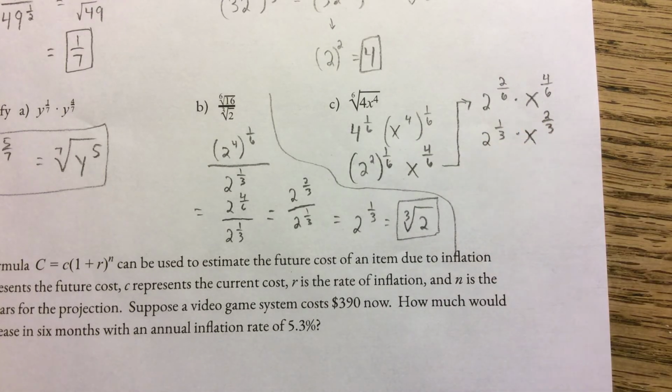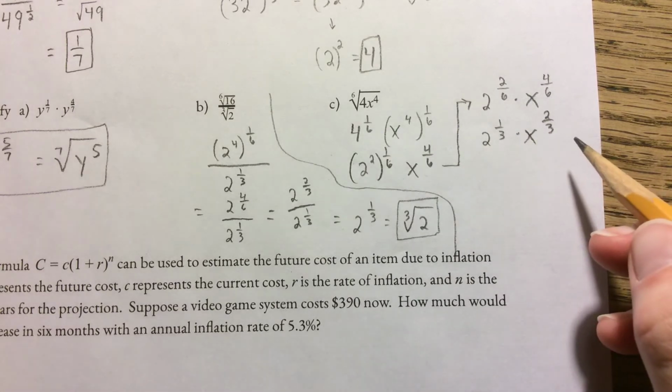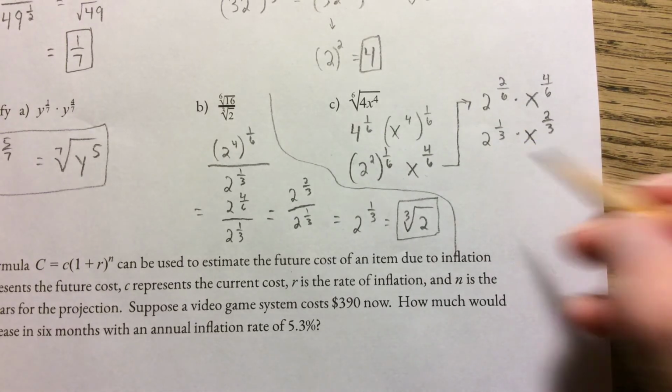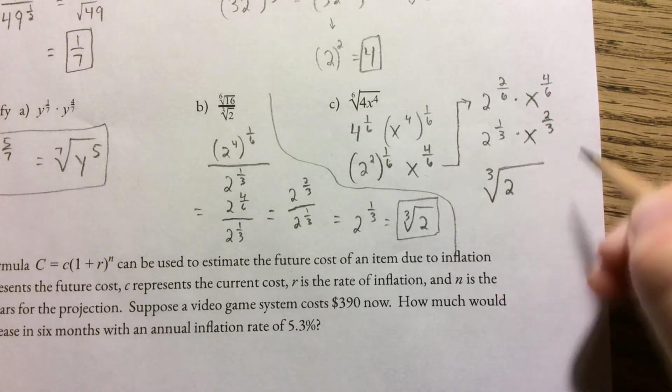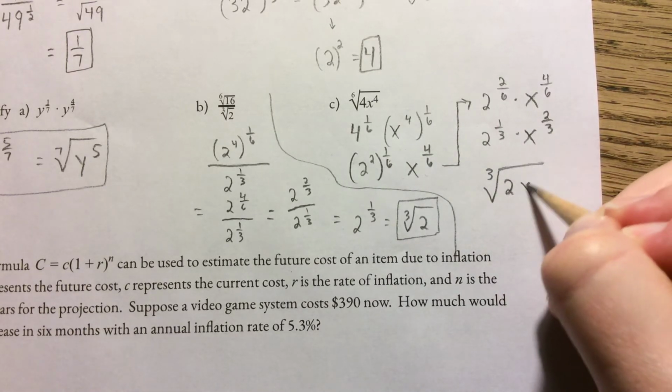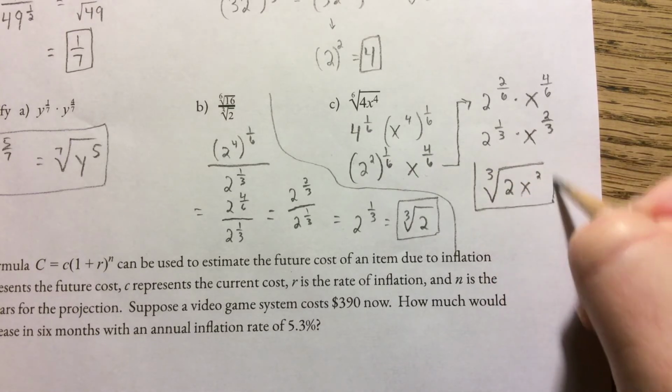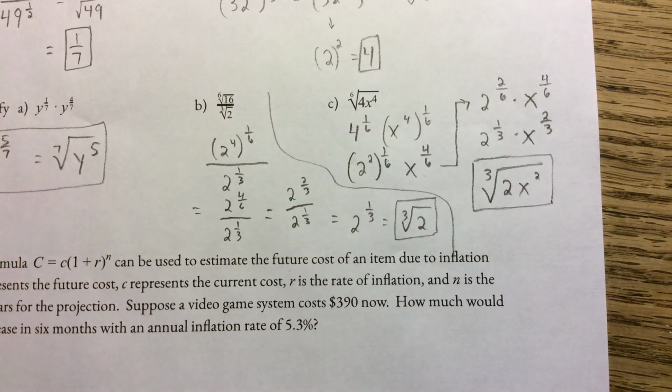So if I wanted to put this back into a root, I have the third on both of them, so that means it's a cubed root. And I have the 2, and then this has the x squared on it still. So these seem a little bit tricky, but remember, we will practice these more in class, so don't worry if it seems a little bit crazy right now. It's because it's the first time you're seeing it, and we will practice it more together.